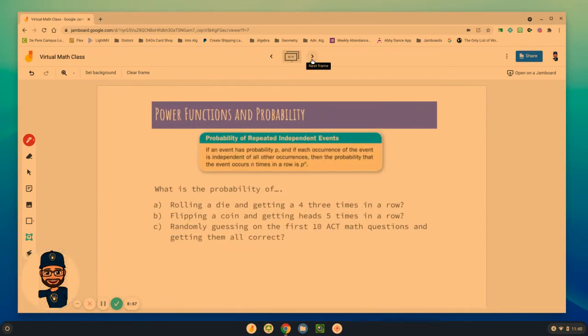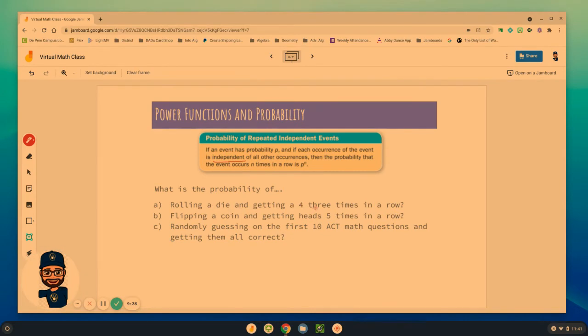More about probability of things happening, okay? In an event that has a probability of P, like flipping a coin, getting heads is 1 out of 2. If each occurrence of the event is independent, meaning it doesn't rely on the previous one, then that probability of the event occurring n times in a row is P to the power of n. So we look at the probability of it happening one time, and how many times do we want it to happen? Let's look at an example.